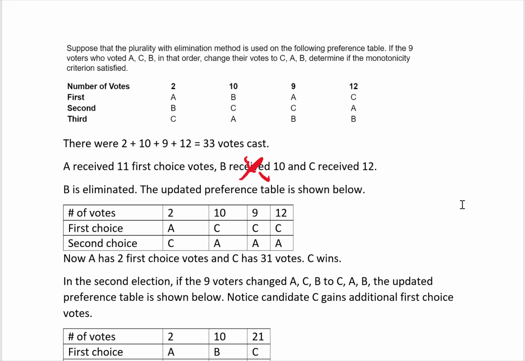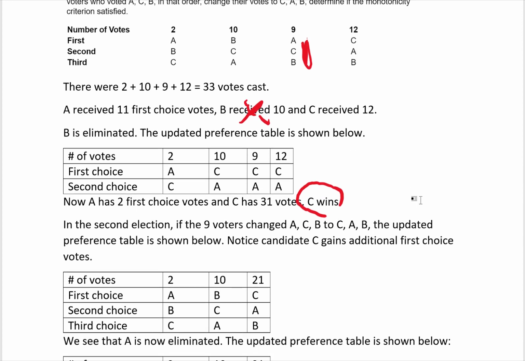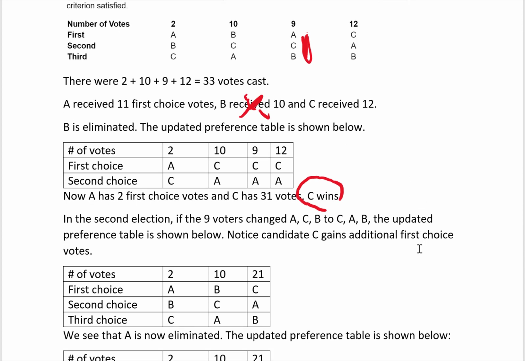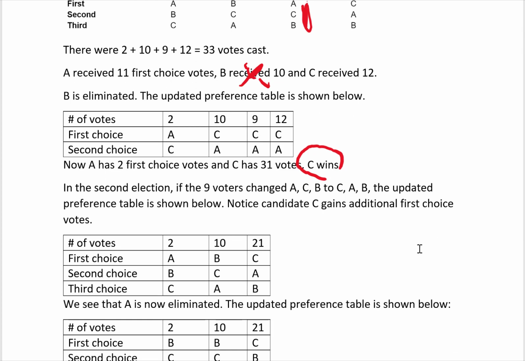And so here's my updated preference table. So we've got 2 candidates now, and we see now that A has only 2 first place votes, C has 31, so C is going to win. Now in a second election, if the 9 voters who selected A, C, B right here change their votes to C, A, B, then the last 2 columns are actually going to be combined for a total of 21 votes. And so we notice here candidate C is gaining additional first choice votes.